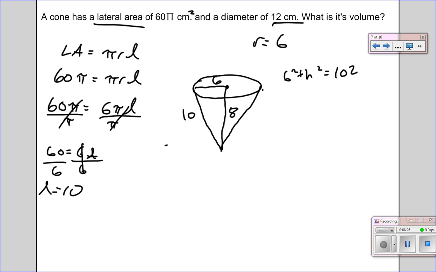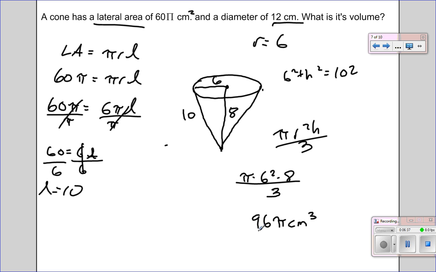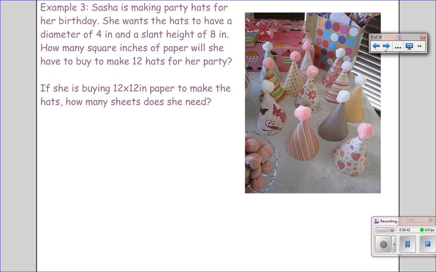So now let's plug into the volume formula. Pi r squared h divided by 3. So pi times 6 squared times 8 divided by 3, which is going to give us 96 pi centimeters cubed. Hopefully you're able to get there working backwards. All right, let's look at 2 more problems. I want you to pause the video and try if you can figure out this real-world example on your own.